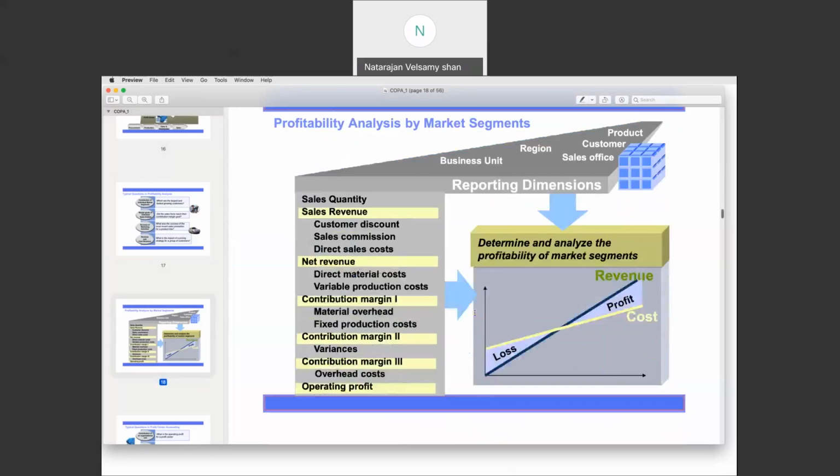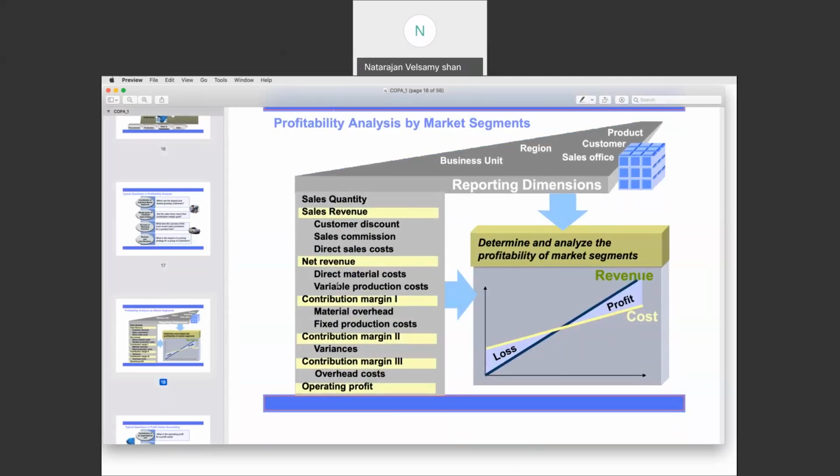For a market segment, the reporting dimensions are business unit, region, sales service, customer, product, and we have sales quantity, sales revenue, customer discount, sales commission, direct sales cost, net revenue, direct material cost.